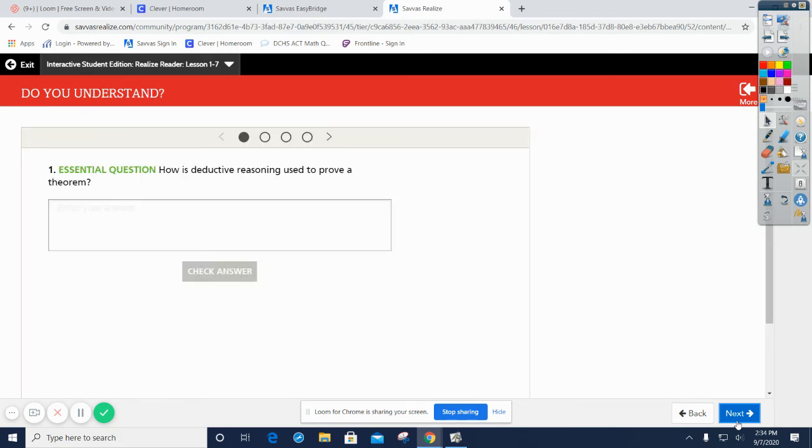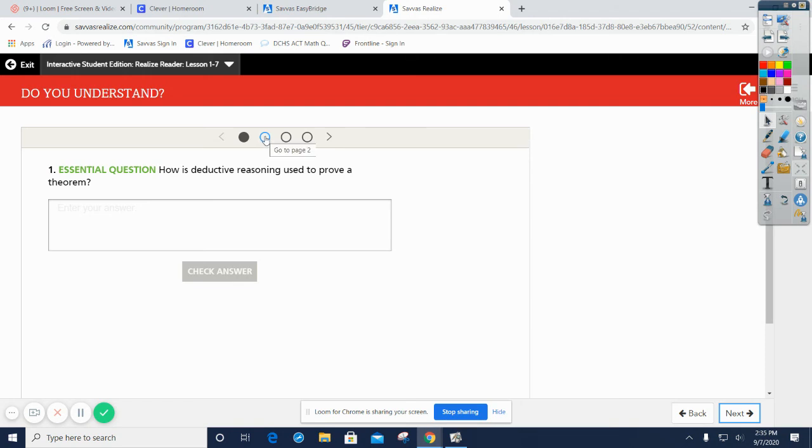All right, so here, the essential question: how is deductive reasoning used to prove a theorem? Remember, deductive reasoning is when you take facts and use facts to find a solution. Might be a statement like this: if you study hard, you will make good grades. And then someone says, well, Johnny studies hard. Then what can we say about Johnny? He will make good grades. That's probably not a good example because that's not always true. Sometimes you can study hard and still not make good grades, but that is kind of the basis of deductive reasoning: take facts and use those facts to answer questions.